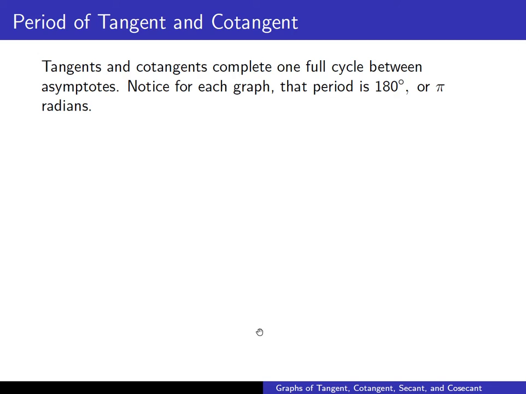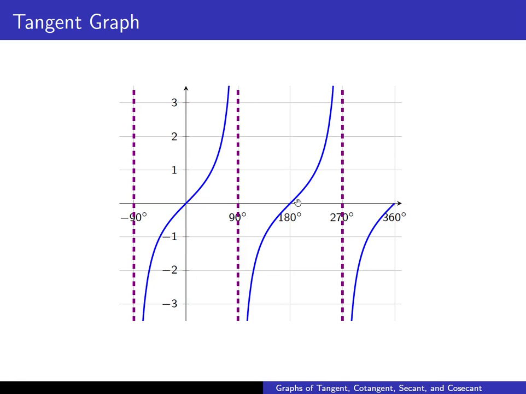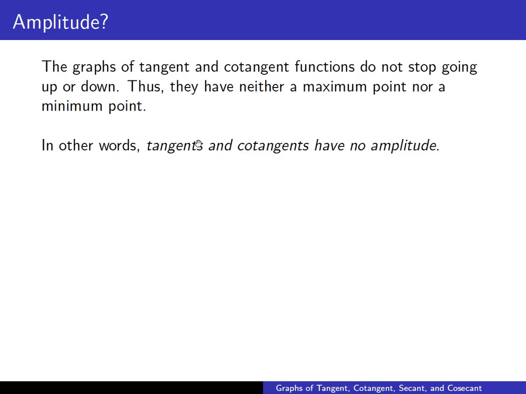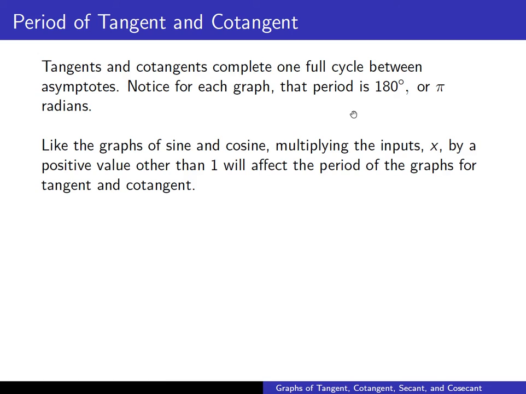Tangent and cotangent get a full cycle of their graph in between the asymptotes. So if we go back to our graph, notice for cotangent we get a full cycle in between these asymptotes, and that distance between asymptotes is 180 degrees. For tangent, it's also 180 degrees. We could take 270 minus 90. 180 degrees or pi radians if we're in radian mode. So for each of the graphs, the period is 180 degrees or pi radians.